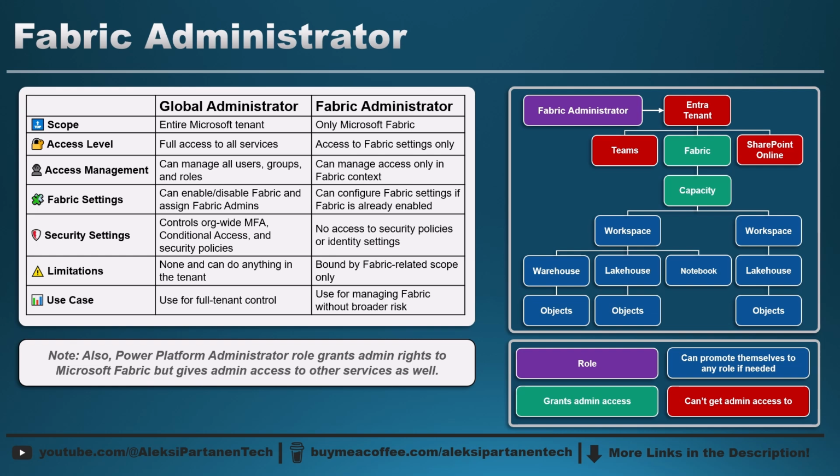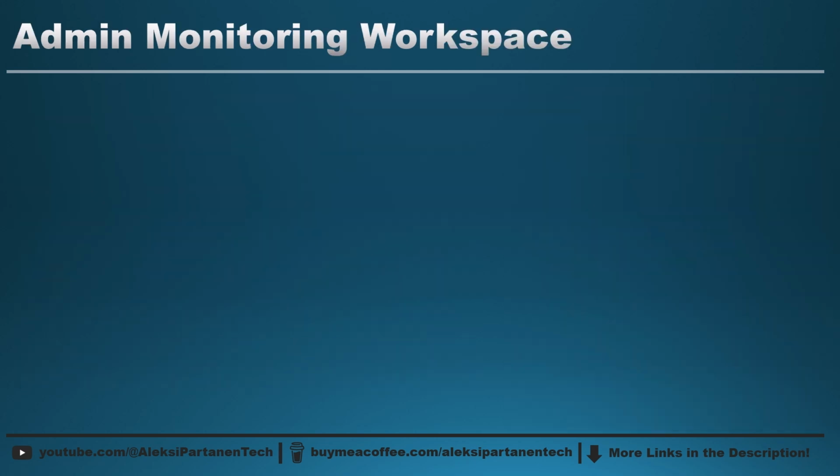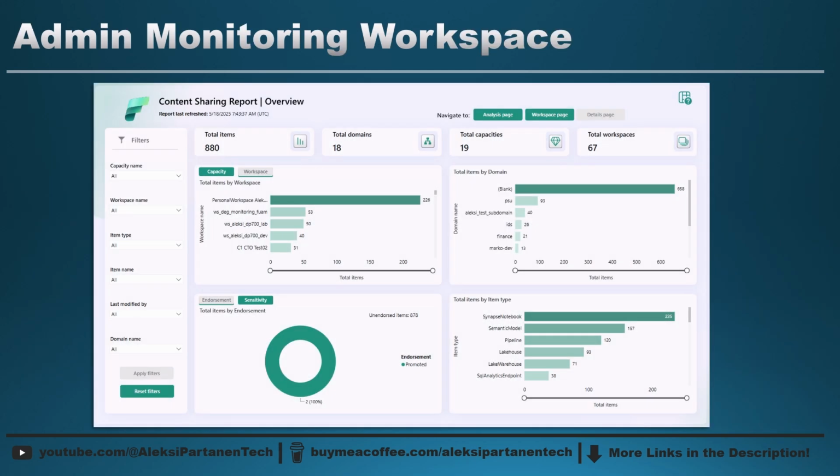This role gives administrative access to Microsoft Fabric, but also includes other services like Power Apps and Power Automate, so it has a wider scope than a Fabric admin, but still more limited than the global admin. For these admin roles, Microsoft Fabric includes a special workspace called Admin Monitoring Workspace. This workspace gives administrators visibility into what is happening across Fabric, including all workspaces, items, domains, and capacities in use.